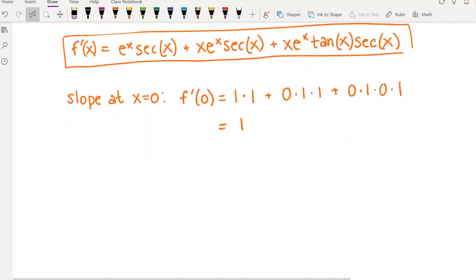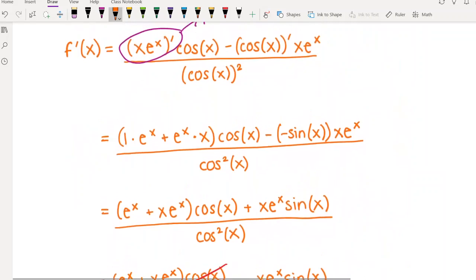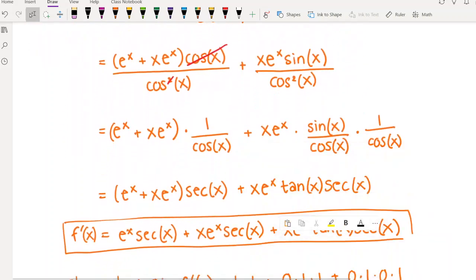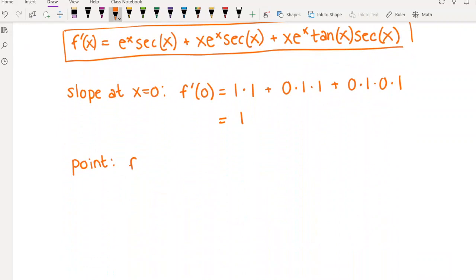So that's the slope. And then we want to find the point that this line goes through. The original function was x times e to the x over cosine of x. So we just want to plug in 0 to that. So f of 0 is going to be 0, right? Because the numerator was x times e to the x, so it's 0 times 1 over cosine of x, so that's 1. And so we just get 0. And so that means that it goes through the point 0, 0.